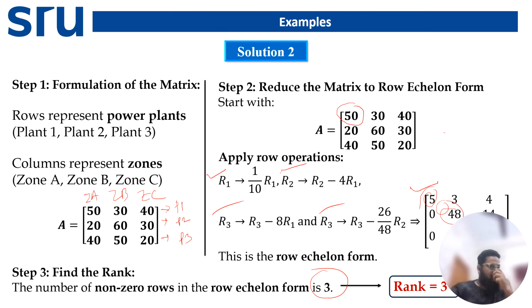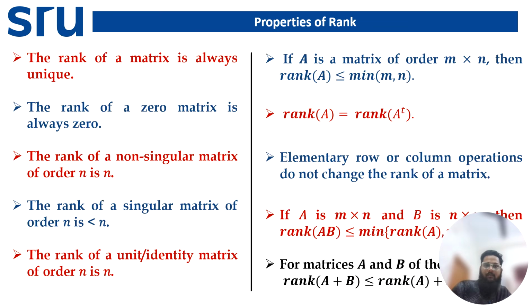Right. So this is another example to find the rank. There are some important properties of rank. Rank is always unique. If it is a 3 by 3 matrix and you get rank 2, then whatever method exists in the world you use to find the rank, you will always get 2, because the rank of a matrix is always unique, regardless of the method you use.